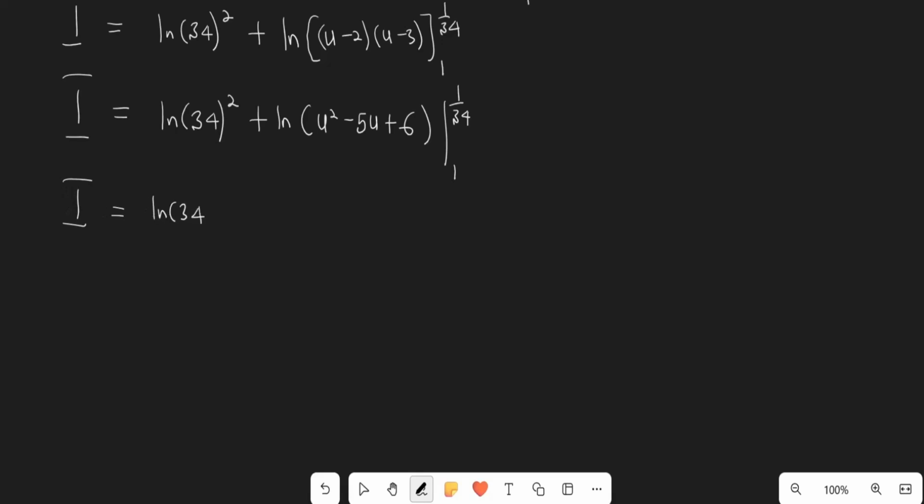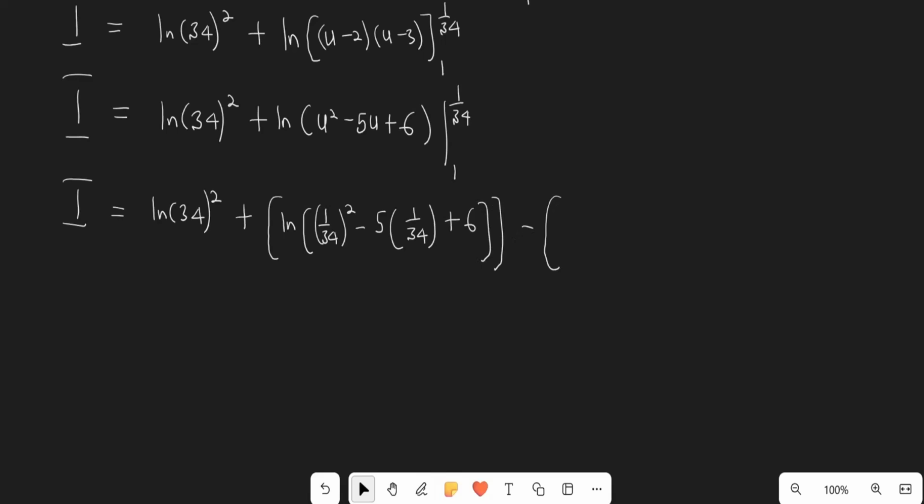Alright, shall we? So I is going to be equal to the ln of 34 squared, and now plus, I'm plugging in the upper limit. So the upper limit is going to be the ln of what? 1 over 34, squared, minus 5 times 1 over 34 plus 6, all of this in the ln. And now this is the upper limit. What about the lower limit? The lower limit is when you plug in 1: this is 1 and this is 6, so 1 plus 6 is 7, minus 5, and that is 2. So the lower limit is going to be the ln of 2, like this.